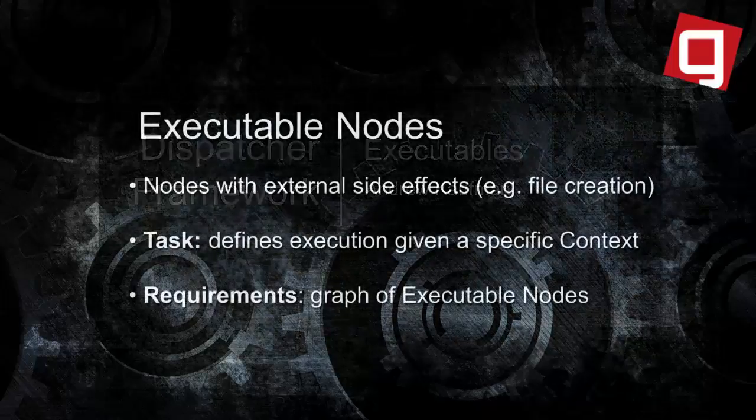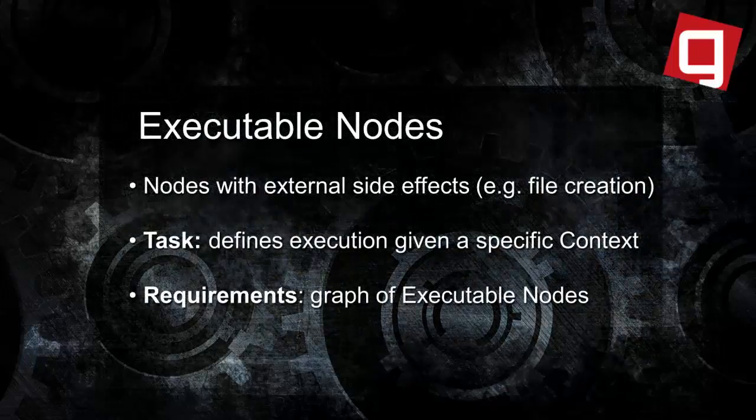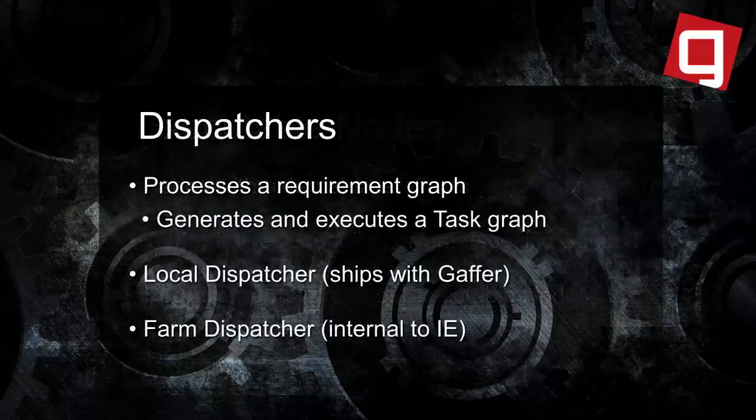So in Gaffer, there's this concept of executable nodes. These are nodes that have some sort of external side effect, like file creations, like an image writer or a render node for any of the renderers, or a scene capture, or something like that. So every executable node defines, given this context, this is how I'm going to execute, and we call that a task. And then they also have inputs and outputs for requirements. You can put up a graph of executables and have dependencies between passes and comps and things like that.